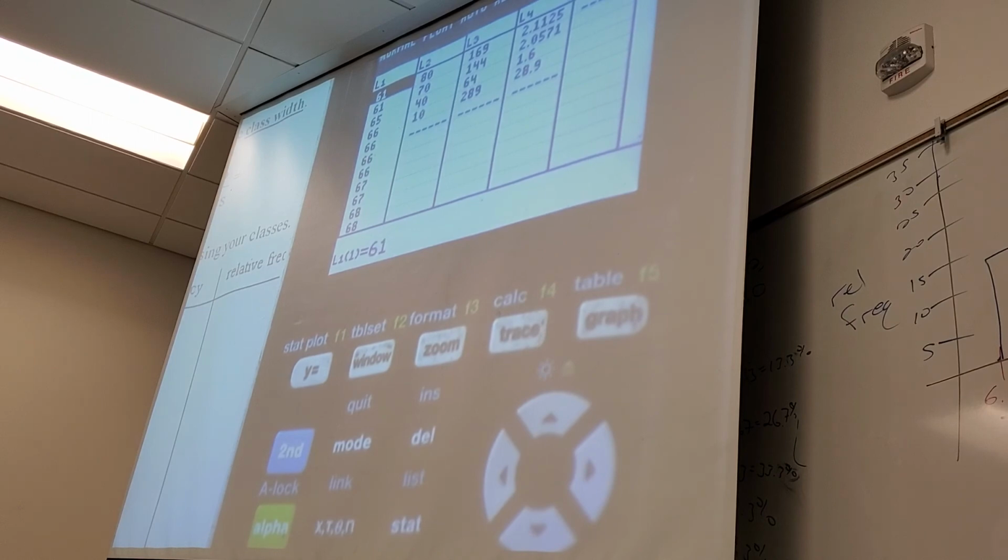I like it. If you don't have a calculator, you might want to cozy up next to somebody that does have a calculator. Right? Any questions about what we just did? You guys are good? Okay, keep going. I'm so lost.